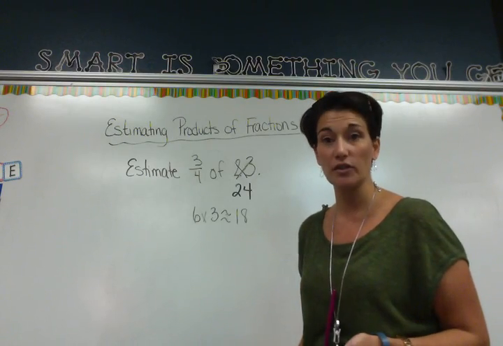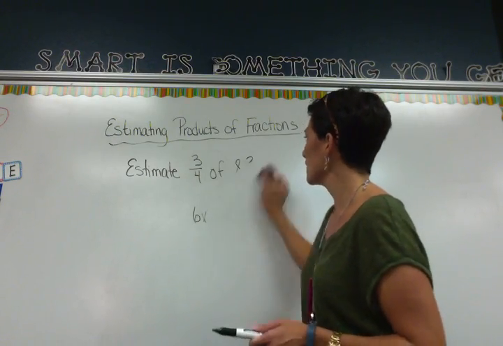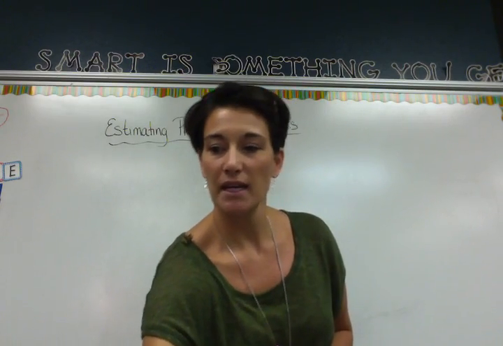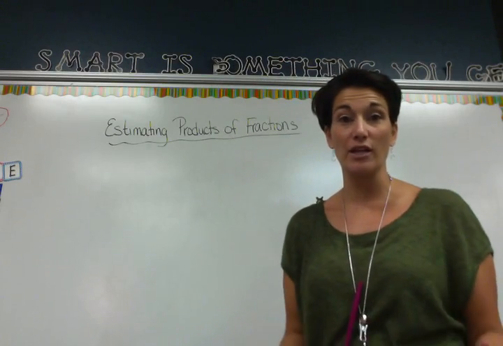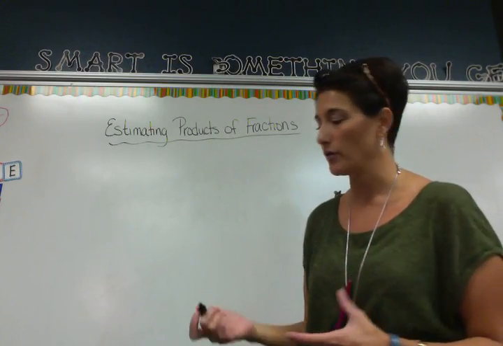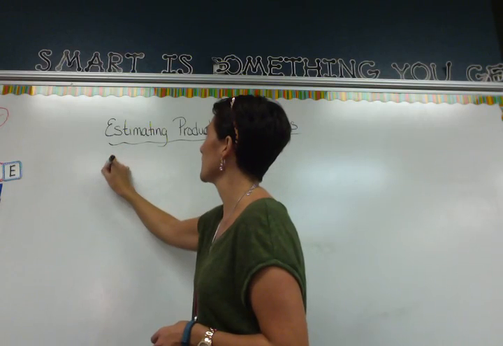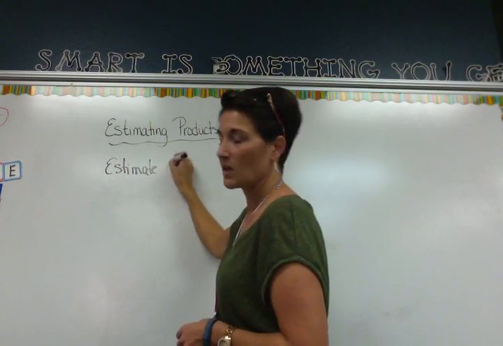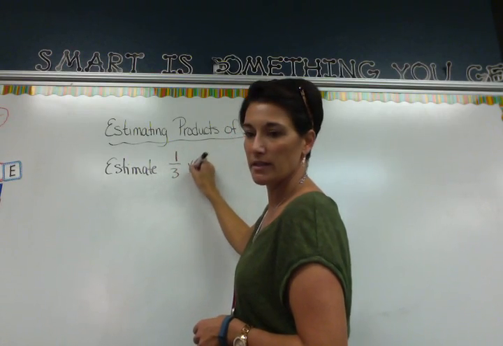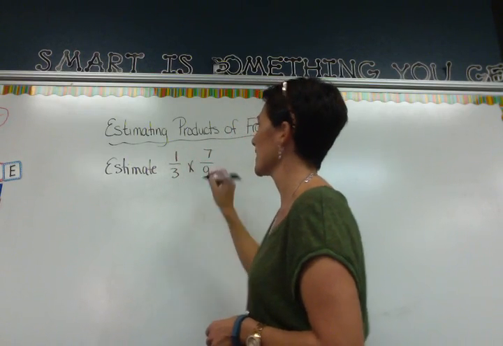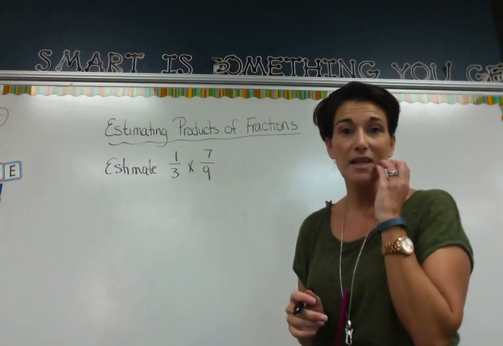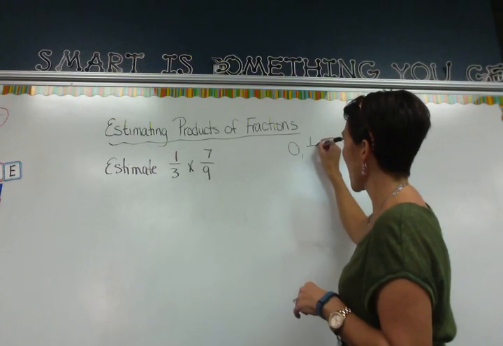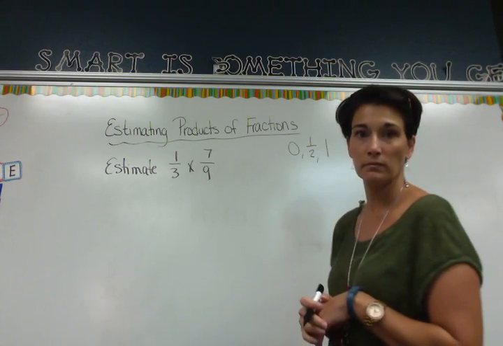So that's just the first part of the lesson. The second part of the lesson today is estimating with fractions of 2 fractions, not just a whole number. So this example would be estimate 1/3 times 7/9. So today the goal is either to round to a 0, a half, or a 1.